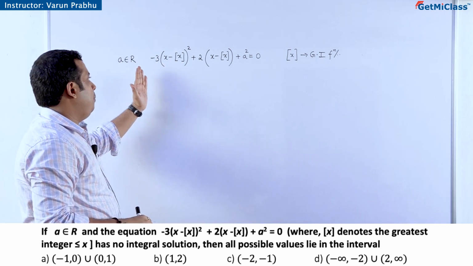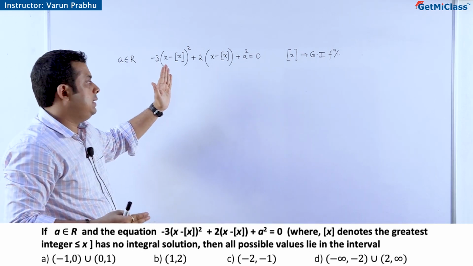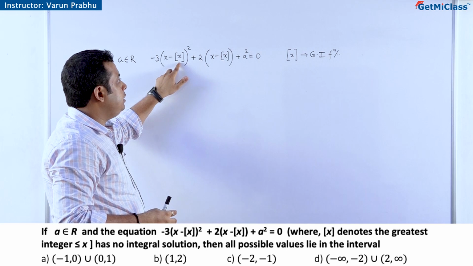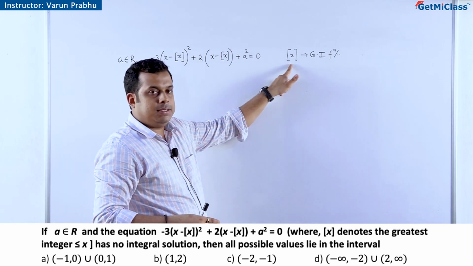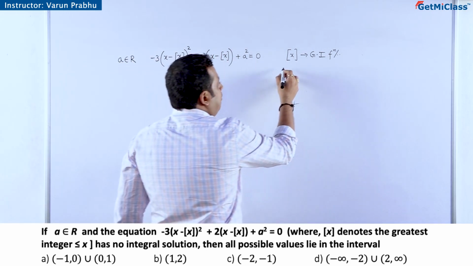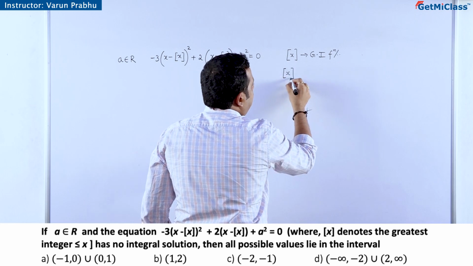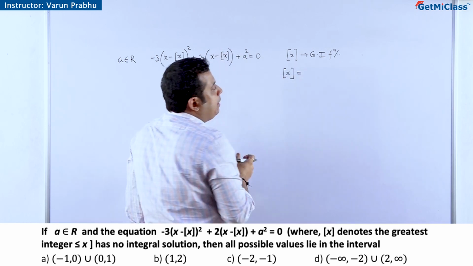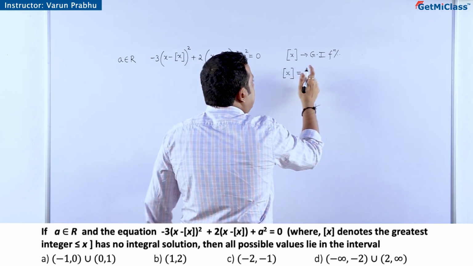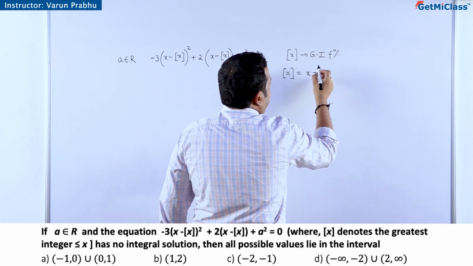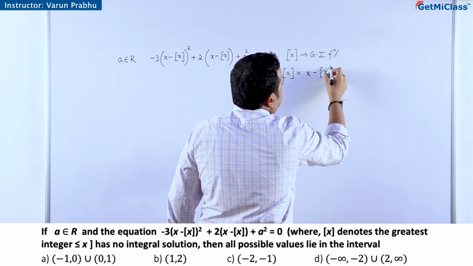If you look at this problem, the question is coming from functions. All right, there is a greatest integer function which is defined in the problem, box x. So we know the definition of box x is what? Box x, you should never forget this as a competitive exam aspirant. Greatest integer function is always the value of x minus the fractional part of it.